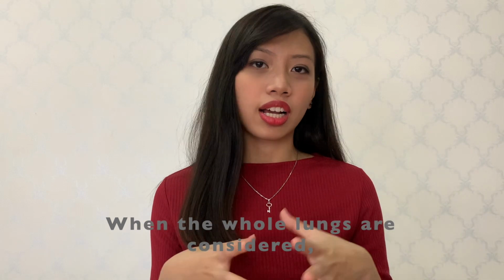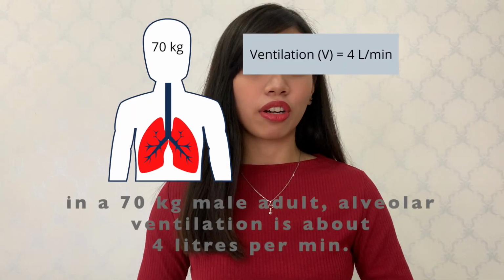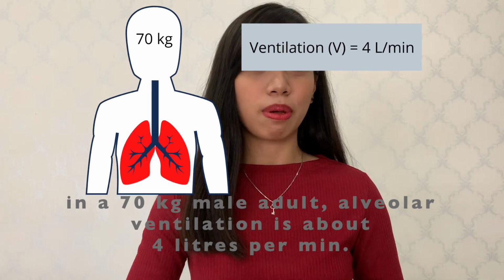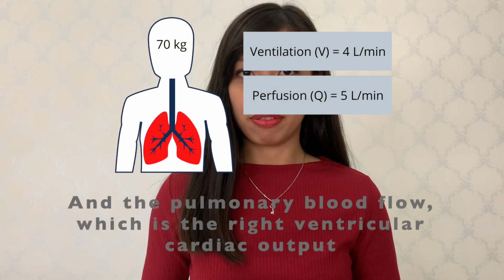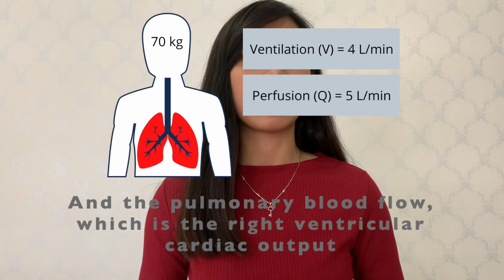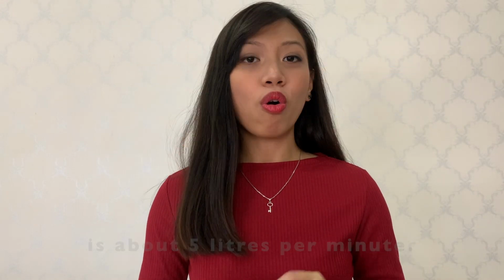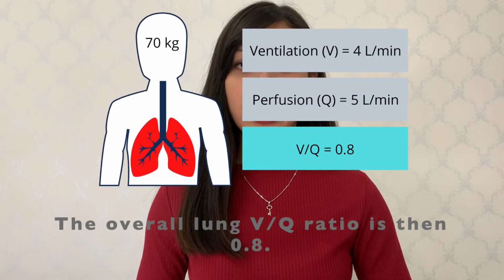When the whole lungs are considered, in a 70 kilograms male adult, the alveolar ventilation is about 4 liters per minute, and the pulmonary blood flow, which is the right ventricular cardiac output, is about 5 liters per minute. The overall lung VQ ratio is then 0.8.